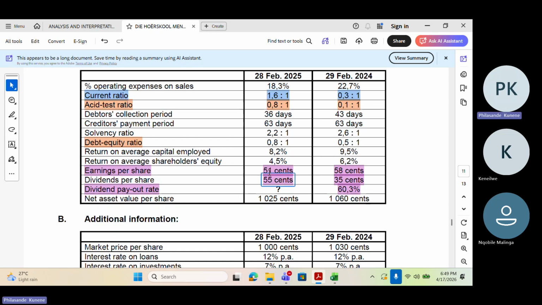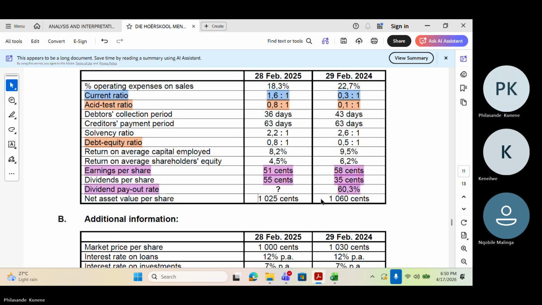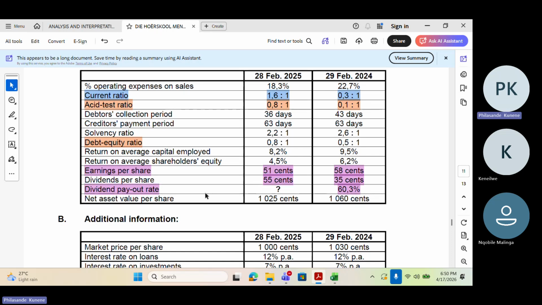If we say 55 divided by 51, and at this side we said 35 divided by 58, so this side we need to say 55 divided by 51 multiplied by 100. What is the percentage we're getting here? 107.8. Yes, definitely 107.8%. It is going to be our dividend payout rate for 2025.